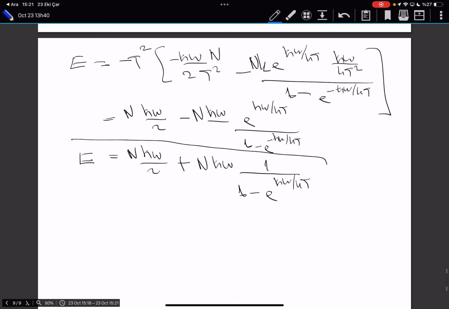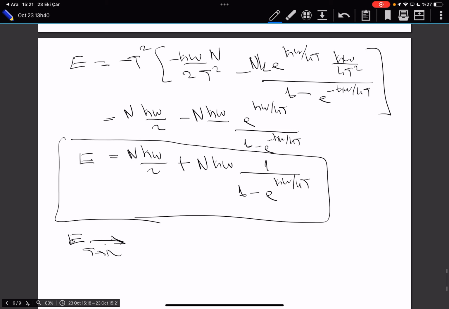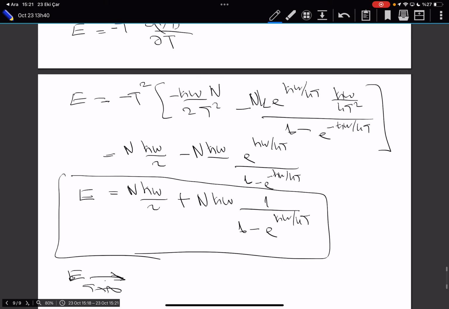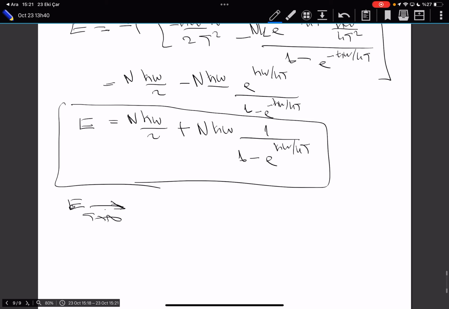This is the energy of the harmonic oscillator as a function of temperature. And this E, as T goes to infinity, for very large temperatures, there is n h bar omega over 2 plus n h bar omega times 1 over e to the h bar omega over kT minus 1. You see, if T is infinitely large, h bar omega over kT is very small. So I can make an expansion and keep the first term.